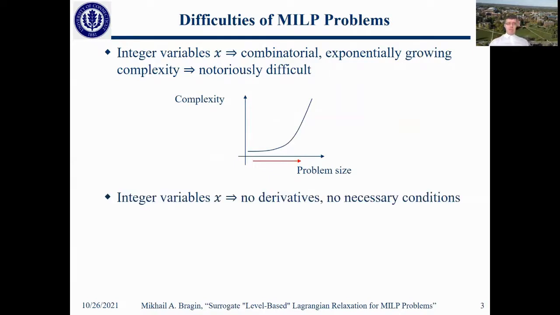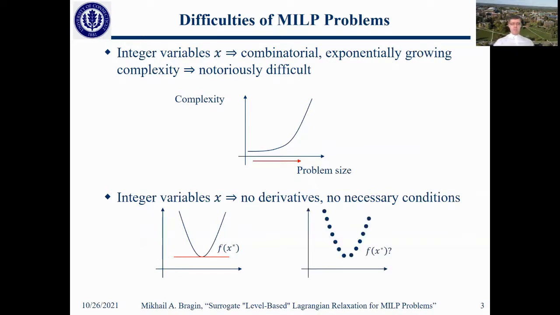The second difficulty also comes from the presence of integer variables. Because of those, there are no derivatives and no necessary conditions. If the problem were purely continuous, one could take derivatives to find the optimal solution. When some of the variables are integers, that is not possible.